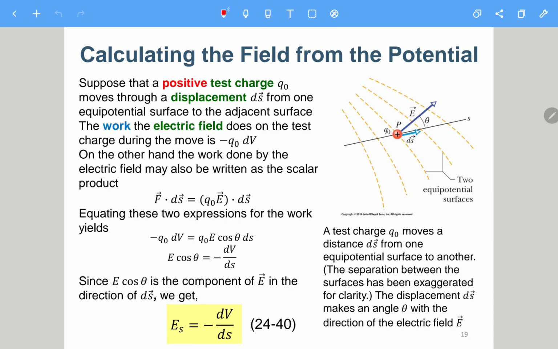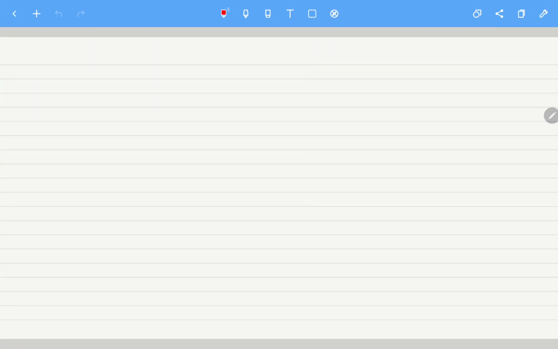And here we come up with this expression. It says calculating the field from the potential. You may wonder why we need to calculate the potential. Let me just add a page so we have some place to draw something. In chapter 22, what we would like is that given a specific structure, we would like to calculate the E field.